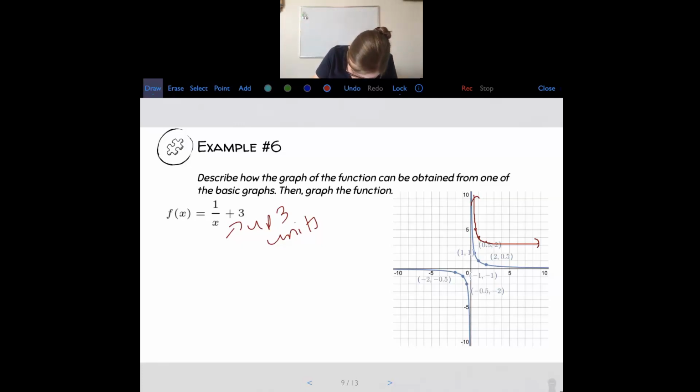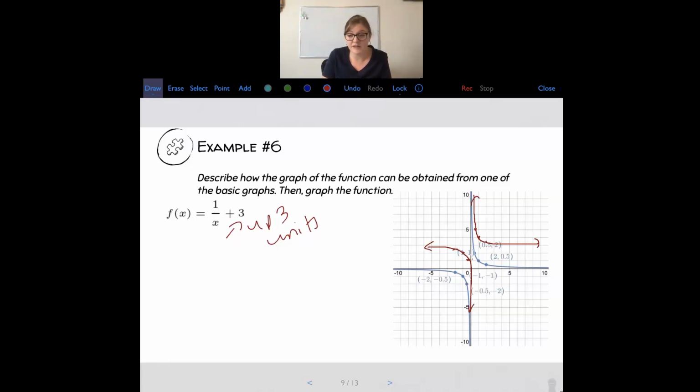So this is going to be at 2.5 now. This is going to be at 2. And this is going to be at 1. So it'll look something like this. And so that would be the baby function that's been transformed from the parent function of f of x equals 1 over x.